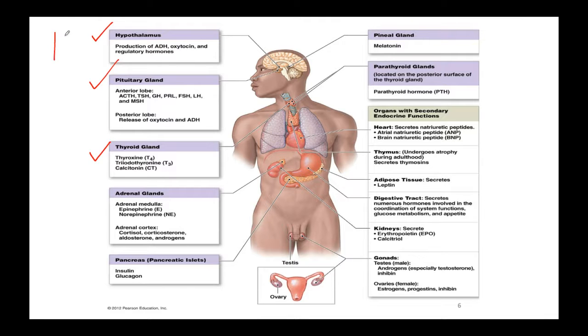Sometimes we refer to that axis as the HPT axis. And there is another axis that's pretty popular that's called the HPA axis, the hypothalamic pituitary adrenal axis. And believe it or not, I have a short video that talks about how these crosstalk with one another.